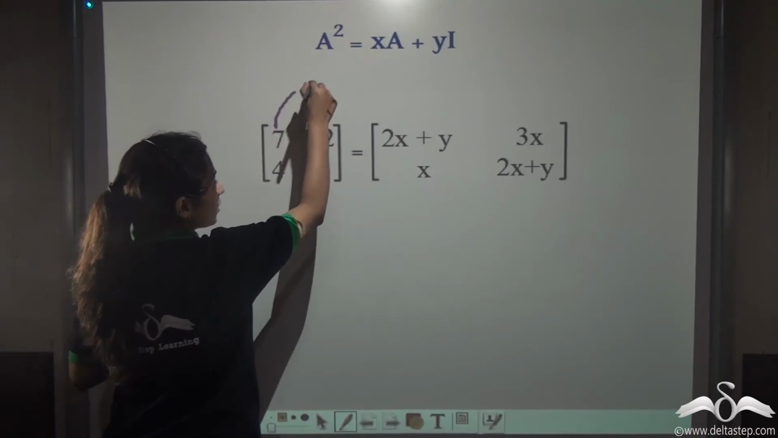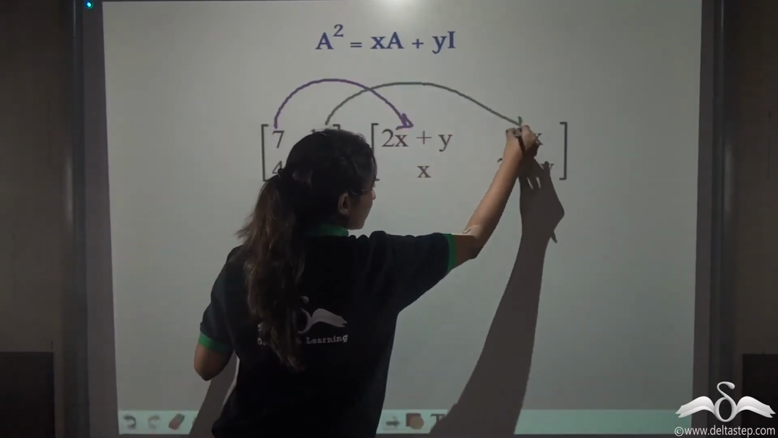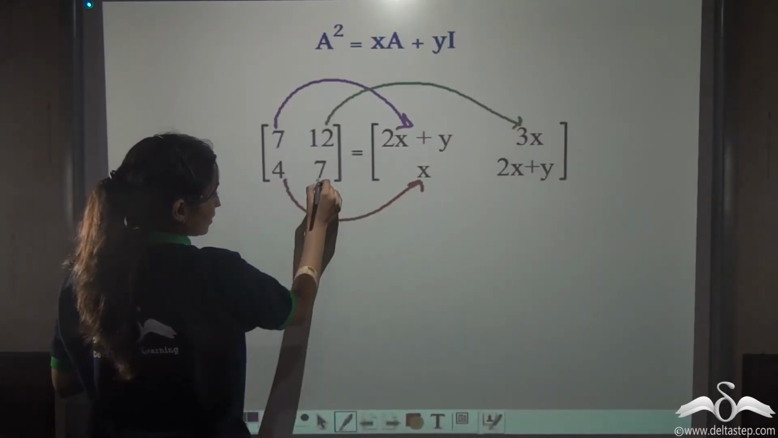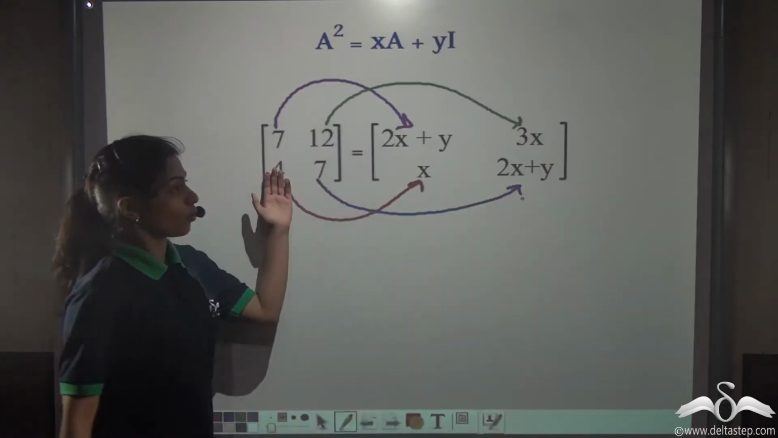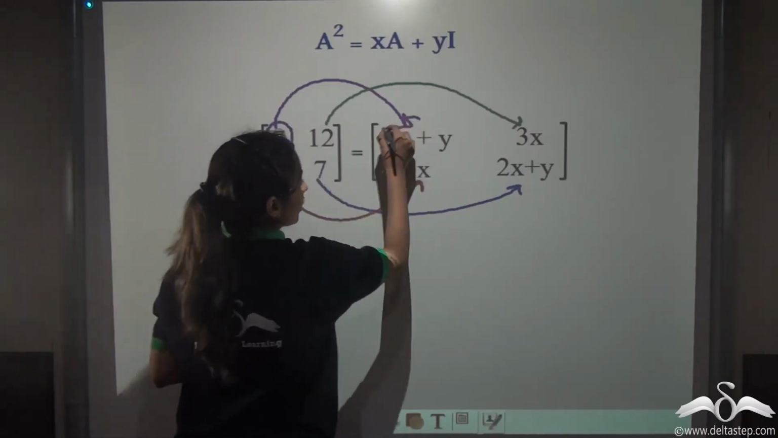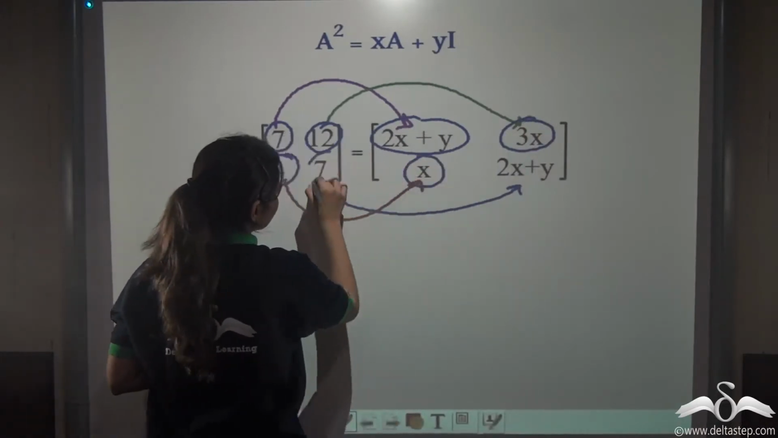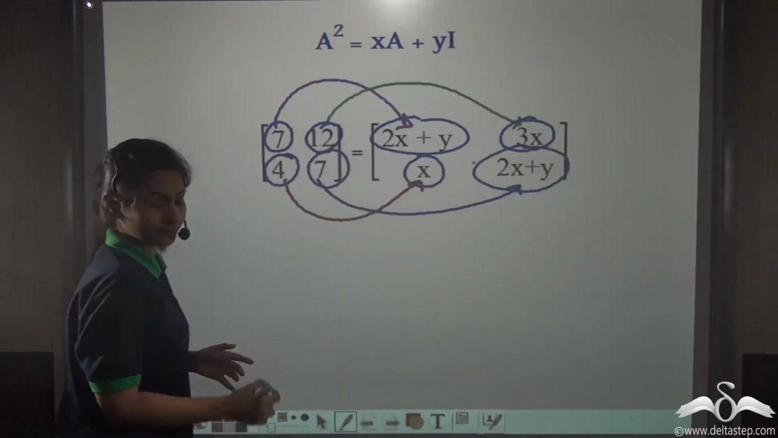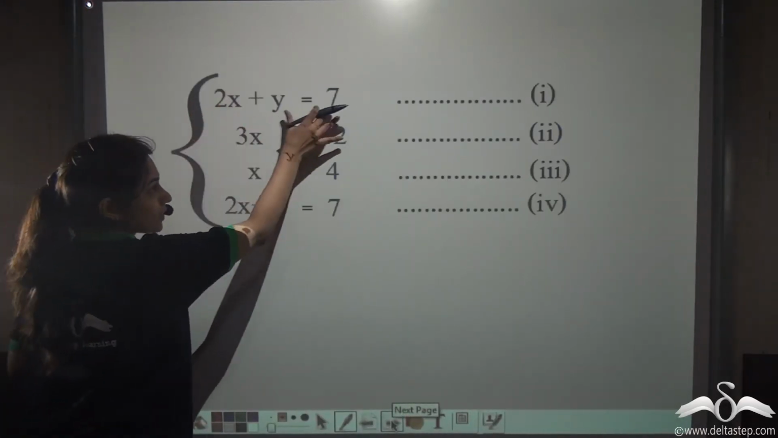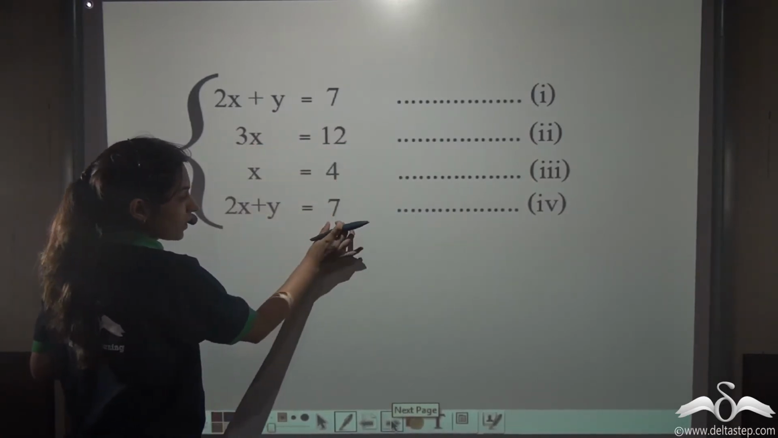So what will happen here? This needs to be equal to this. This needs to be equal to this. This needs to be equal to this. And this needs to be equal to this. Both are equal matrices. So you can see that we are getting 4 equations. I have listed them now like this. 2x plus y is equal to 7. 3x is 12. x is 4. And 2x plus y is 7.